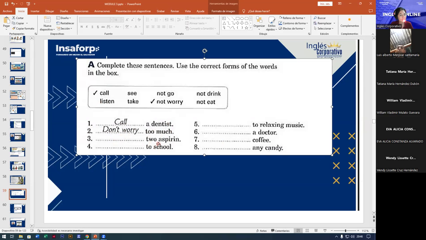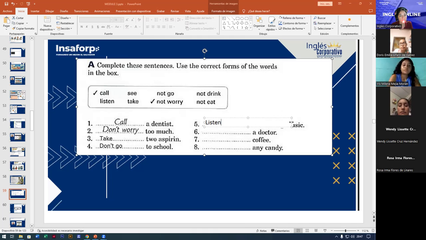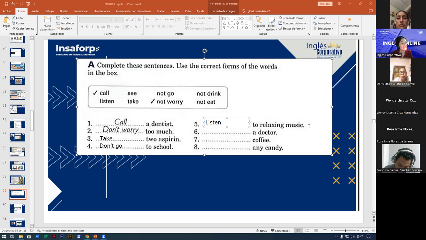What will be in the other case of two aspirin? Take. That's right. Take. That's great. What about to school? Not go. But you need to use the auxiliary if it's negative, right? So it will be don't. Don't go to school. What about number five? To relaxing music. Listen. Excellent. Very good. So that will be listen to relaxing music.